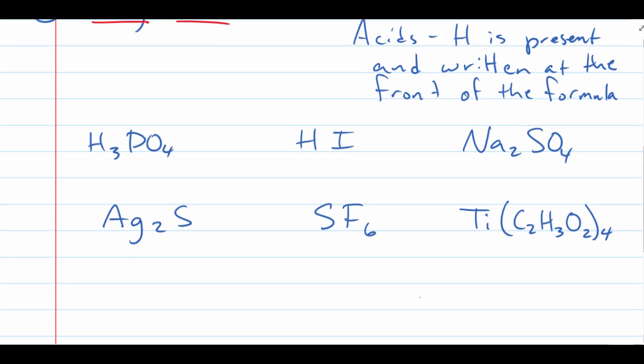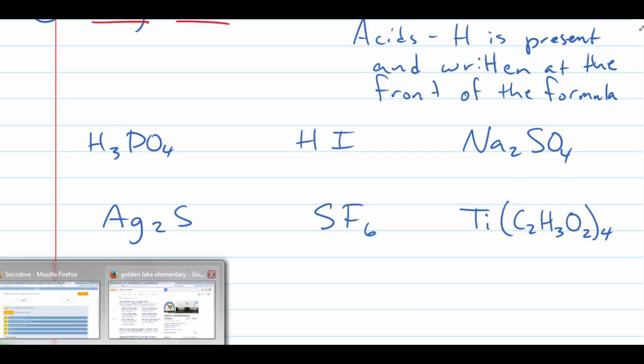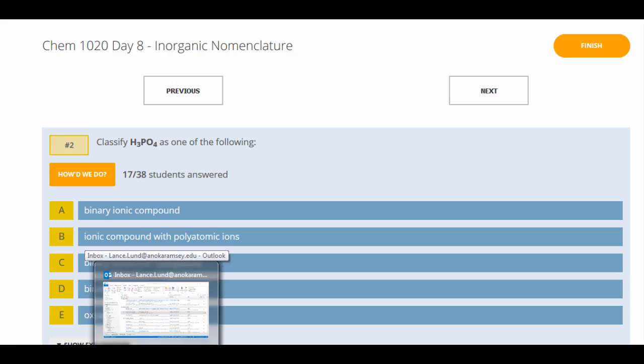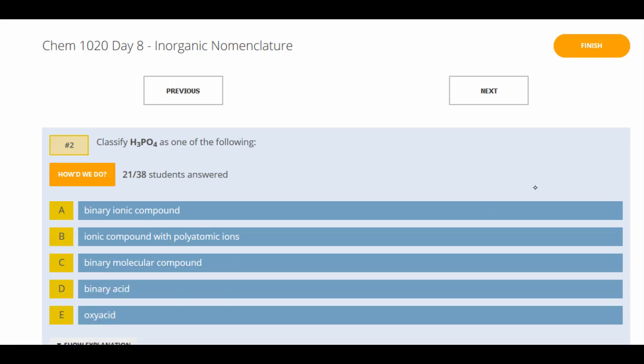And so for the first one, let's get them locked in. We're going to classify H3PO4 as one of the following: binary ionic compound, ionic compound with polyatomic ion, binary molecular compound, binary acid or oxyacid. So we'll count down: 5, 4, 3, 2, 1.